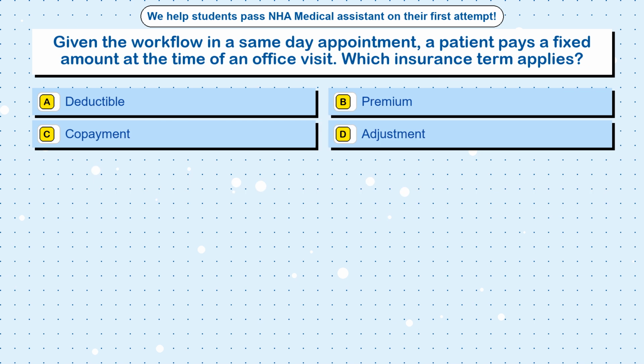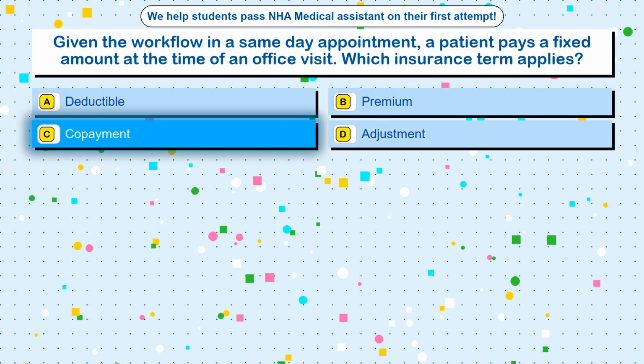Question 38. Given the workflow in a same-day appointment, a patient pays a fixed amount at the time of an office visit. Which insurance term applies? Option A. Deductible. Option B. Premium. Option C. Copayment. Option D. Adjustment. The correct answer is option C.